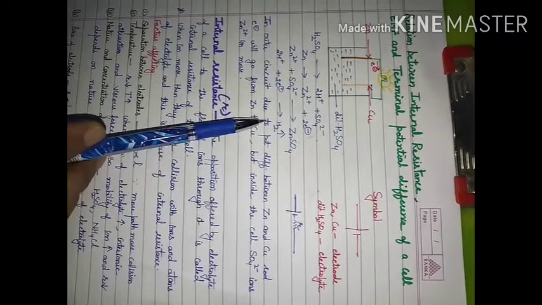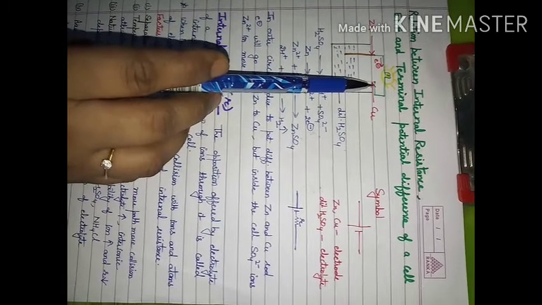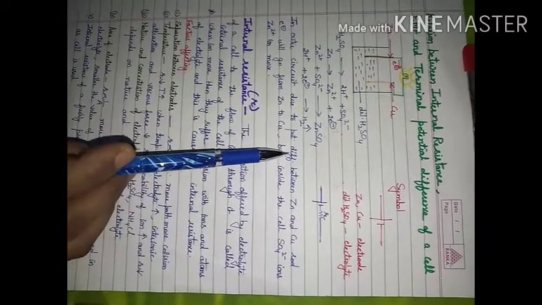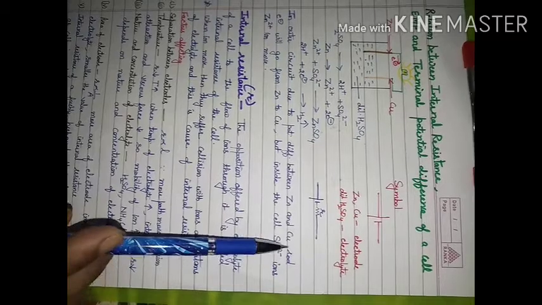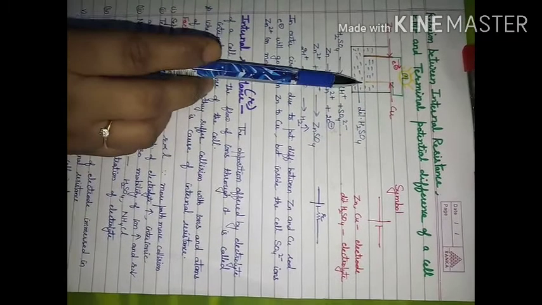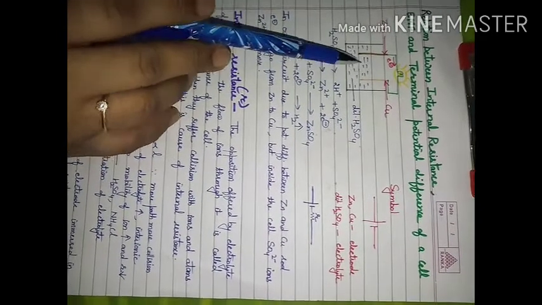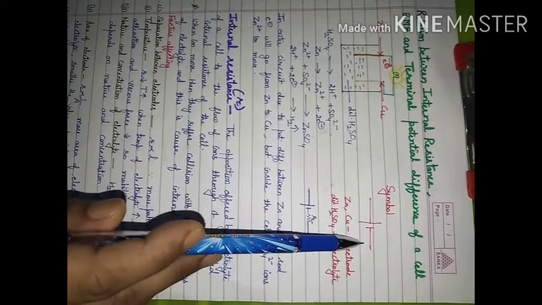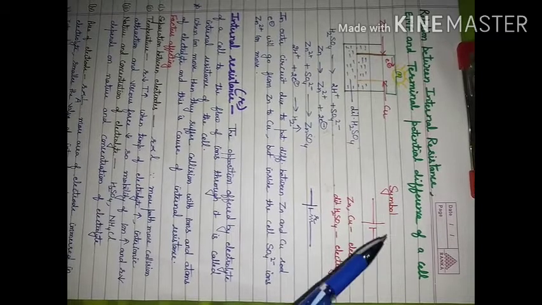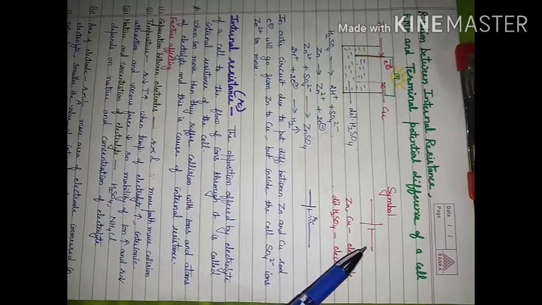So in the outer circuit, electrons are flowing from zinc to copper because copper is at higher potential and zinc is at lower potential. Due to the potential difference between zinc and copper, electrons will move from zinc to copper, and inside there will be movement of ions. If I want to represent this cell symbolically, I will use this symbol, where this longer line represents the terminal with higher potential and this shorter line represents the terminal with lower potential.